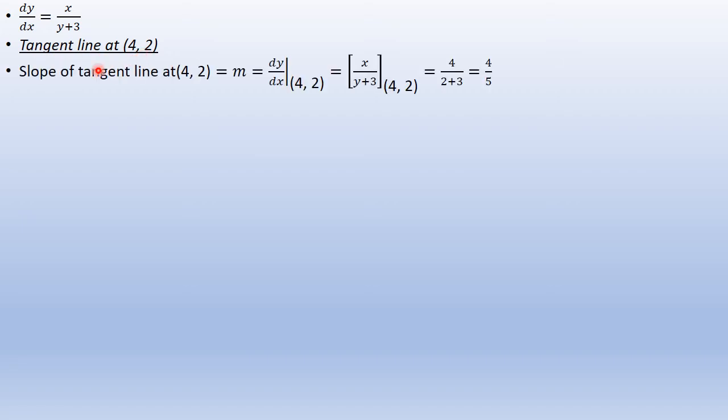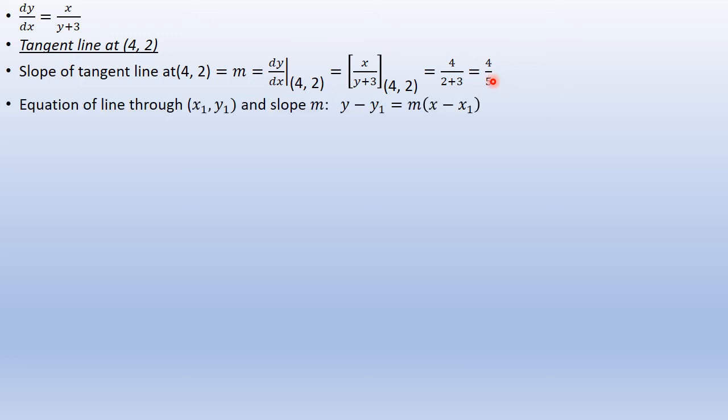And now we are going to find the required tangent lines. First of all, let's find the tangent line at (4, 2). Slope of tangent line at (4, 2), we name the slope as m. It is evaluated as dy by dx at (4, 2). That is, we have to find the value of x by y plus 3 at (4, 2). Means put x equals 4 and y equals 2. Here it is. So we get m equals 4 by 5.